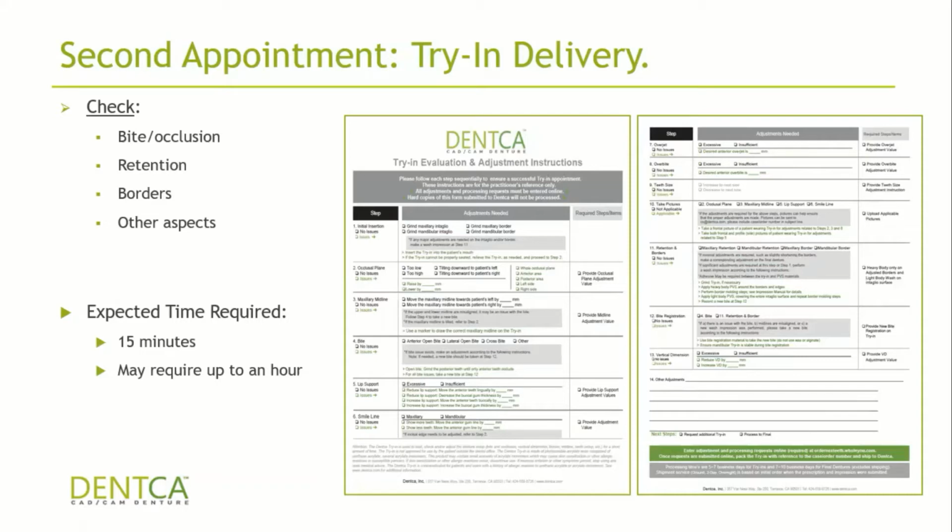Basically, what we're going to be doing is 4 steps. We're going to be checking the bite and the occlusion. Then we're going to be checking retention. We're going to be checking the borders, and we're going to check anything else as far as aesthetics goes.